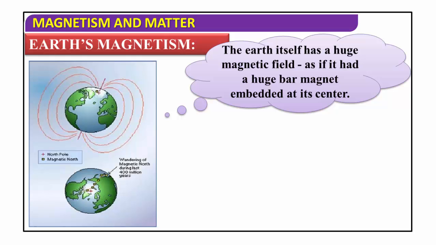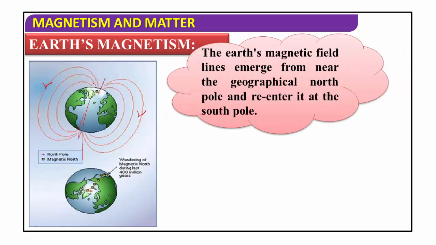The magnetic field lines, as I already discussed in the previous video, always start their journey from the north pole and end at the south pole. They go from north pole to south pole externally, and south pole to north pole internally. Earth acts as a bar magnet, and the magnetic field lines emerge from near the geographic north pole and re-enter at the south pole.